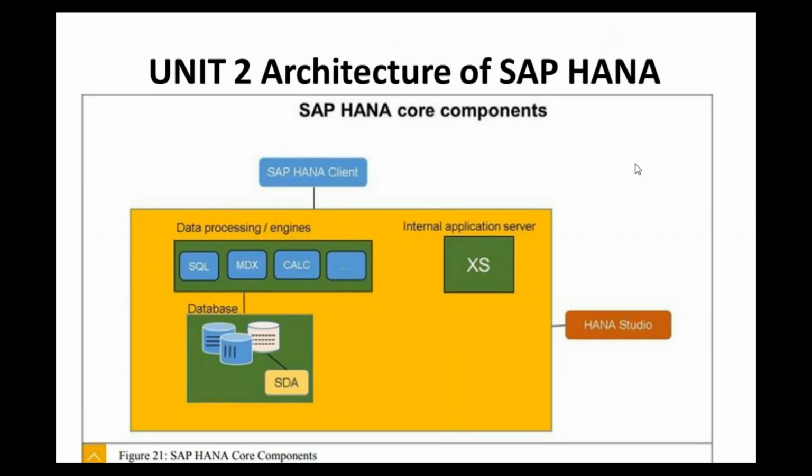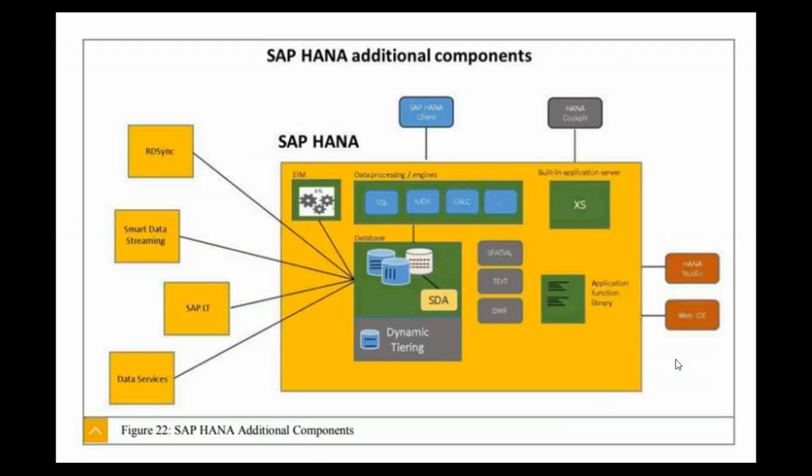The architecture of SAP HANA is what we are going to discuss in unit 2 of HANA basics. So this is a HANA core component. Basically, we'll have the database and we'll have data processing engines. The data processing engines happen to be the SQL, MDX, and calculation engines. These are the various data processing engines. We have the database, we have the internal application server. We'll have SAP HANA client and SAP HANA studio. So these are the SAP HANA core components.